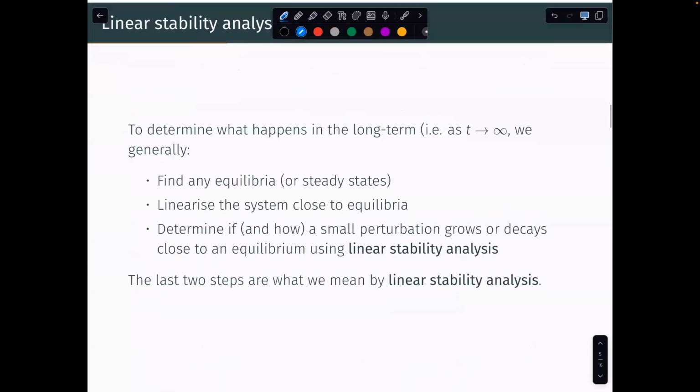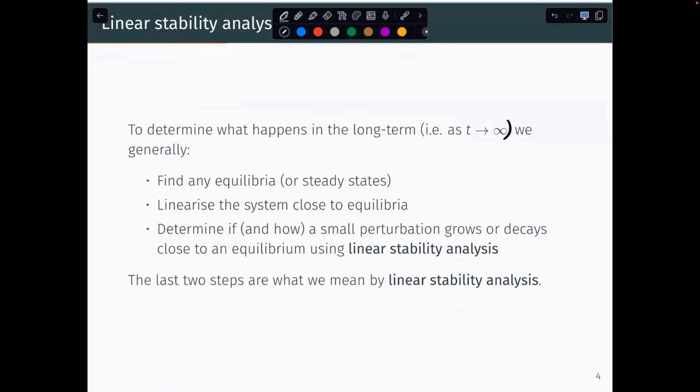So for linear stability analysis, when we say linear stability analysis, what we're really talking about is what happens in the long term. Okay, so we talk about transient dynamics, and then we talk about long-term dynamics. Really what we're saying is what happens as time t tends towards infinity.